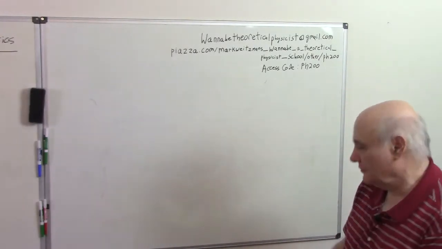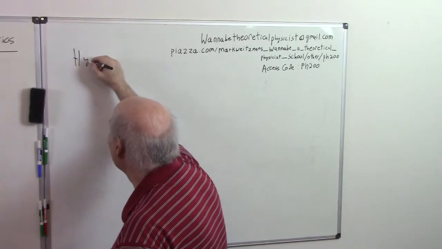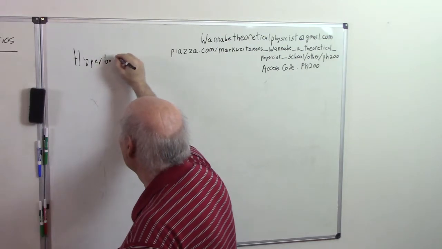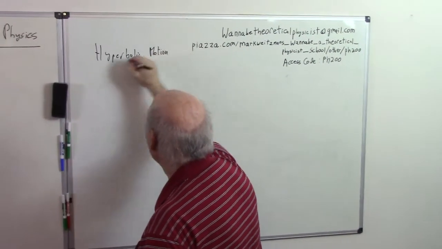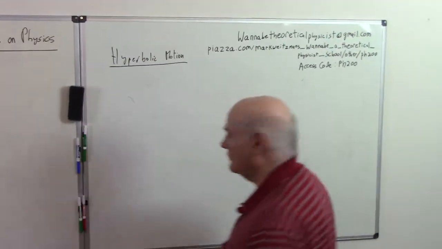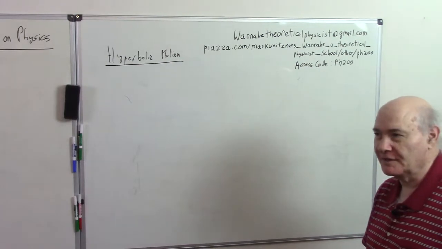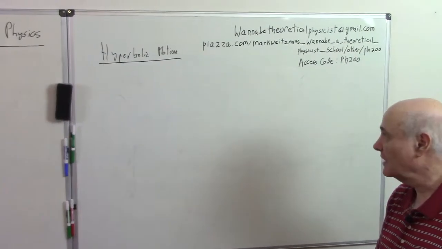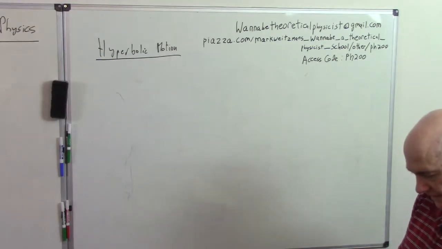So I want to continue with what's called hyperbolic motion. There are various ways you could derive this, including brute force, which is sort of what we did in the first video. At least we verified it. But I want to use some covariant methods. It's actually not that hard.